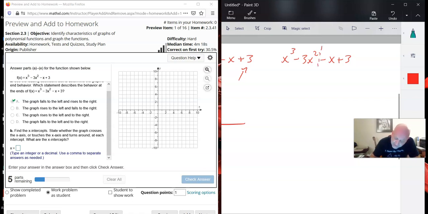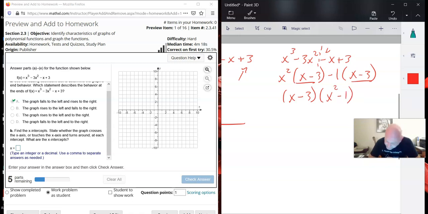So I'm going to split. I have x squared common in the front. That leaves me with an x minus 3. Back here, that's a negative, so I'll pull out a negative 1, and that gives me x minus 3. And so now x minus 3 is my common factor. That leaves me with x squared minus 1.